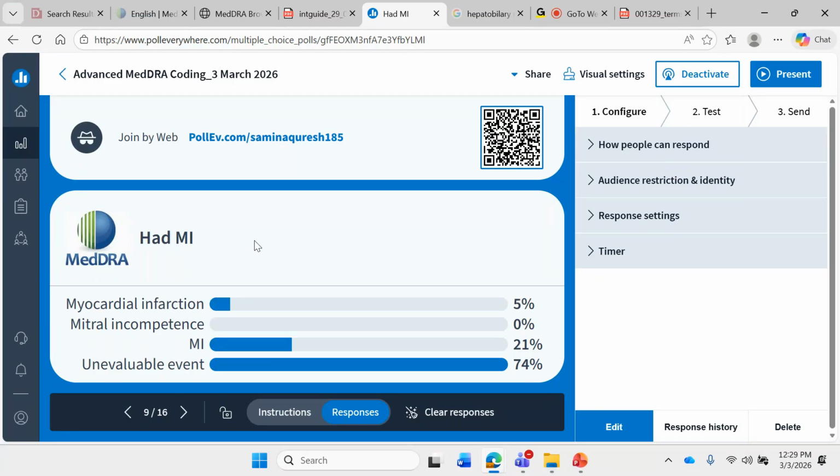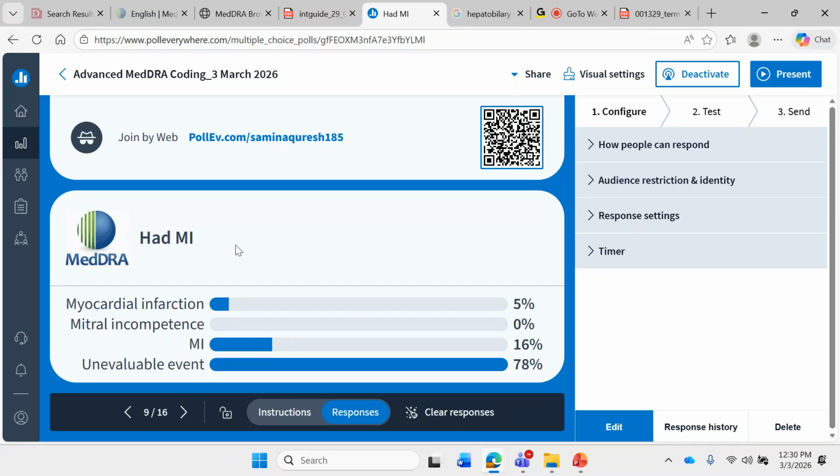So in this case, MI, we can't assume they're meaning myocardial infarction, although the majority of time in medicine, that's what it refers to. But it can mean mitral insufficiency. It can mean mental illness. It can mean mesenteric ischemia. I can't jump in and say what it means. Therefore, the best thing to use is unevaluable event, because I don't know if it's in a person. I don't even know what it stands for. So it's the broad unevaluable event that I would choose. I would not take a leap and say it means myocardial infarction or mitral incompetence.